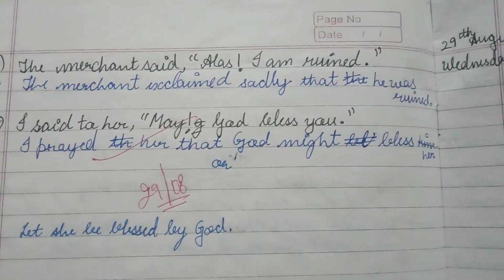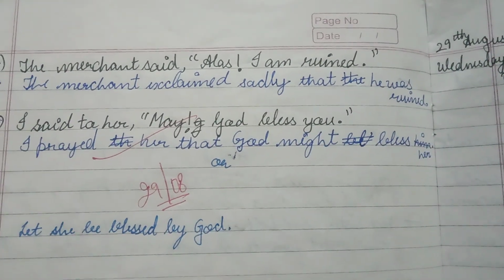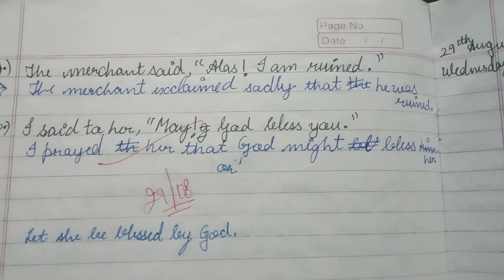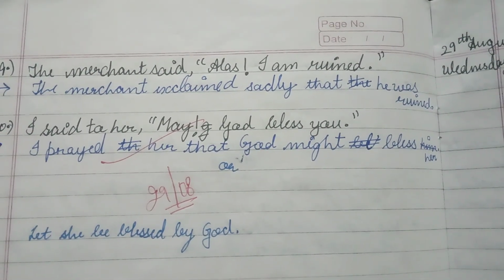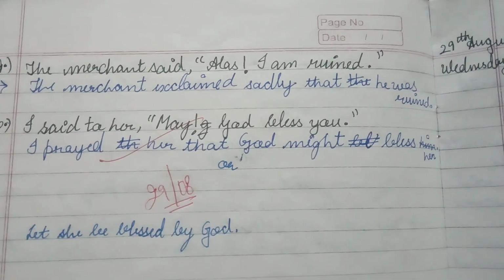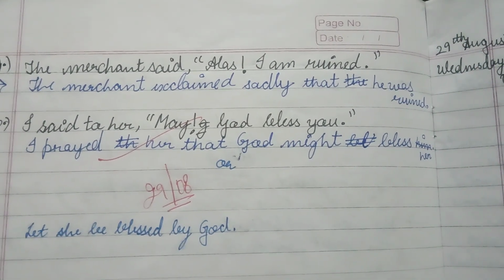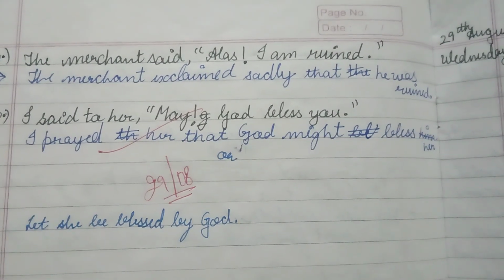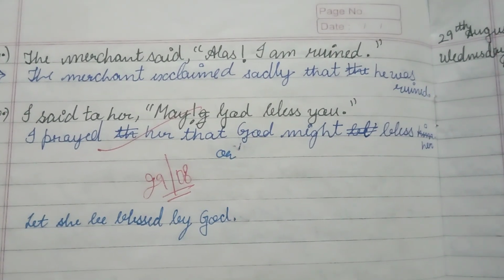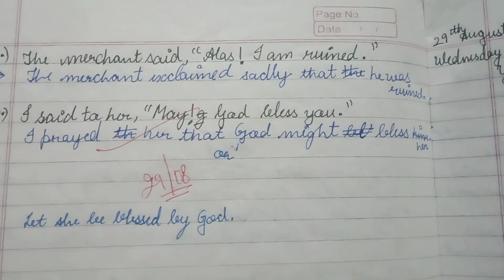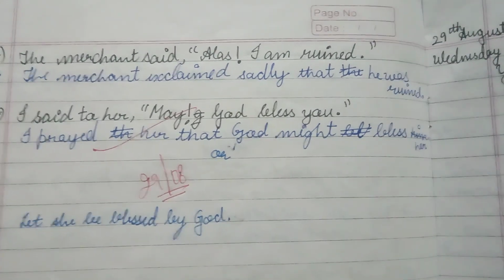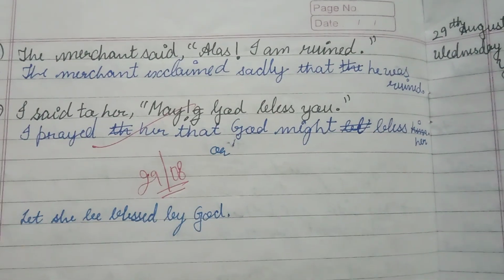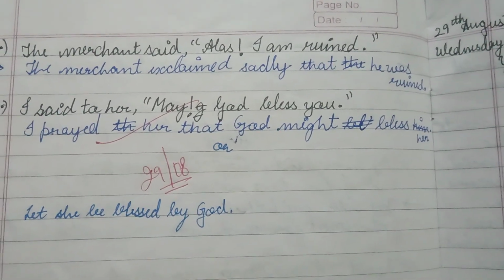The first one is the example for exclamation. The second as well is for exclamation. The merchant said, "Alas, I am ruined." The reporting verb "said" will change to "exclaimed". Since "alas" is here, "exclaimed sadly". Conjunction "that". The merchant exclaimed sadly that he was ruined. "I" changed to "he" as per the subject rule.